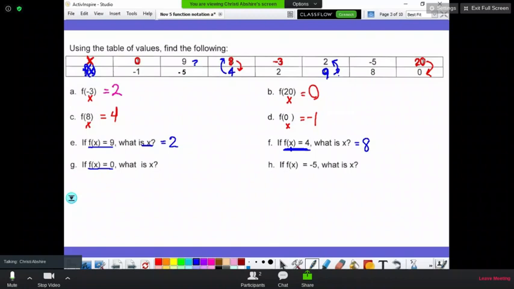When I find 0 on the f of x row, x is 20. And the last one, f of x equals -5. Here's where f of x equals -5, and the x value is 9. So you need to make sure you're paying attention whether you are given x in the parentheses, like question A, B, C, D, or if you are given the entire f of x, like questions E, F, G, H.